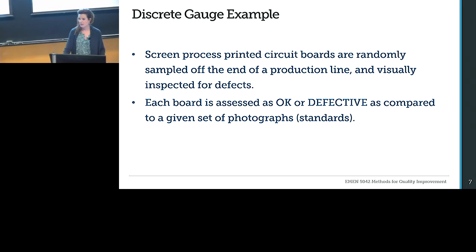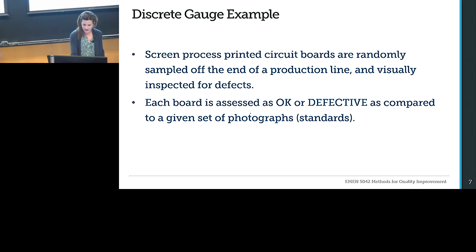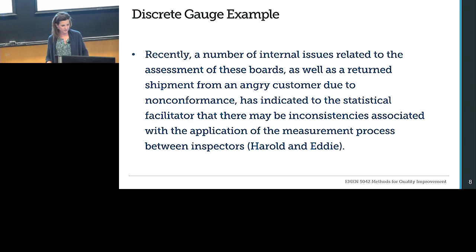All right, so hopefully there's some standard to which they are calibrated, right? So they assess each board as okay or defective as compared to a given set of photographs, which, believe it or not, is challenging to do, especially if you only have like one photograph for the desired state. So, of course, and this happens with visual inspection a lot, there are internal issues related to the assessment as well as return shipments from an angry customer due to nonconformance.